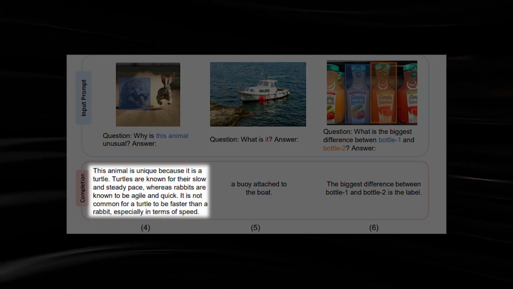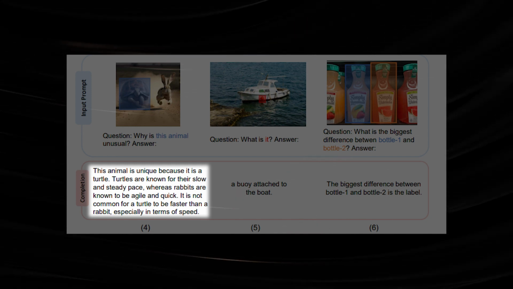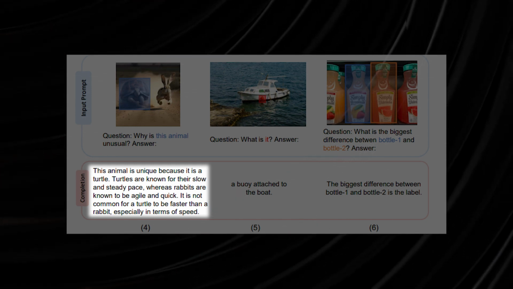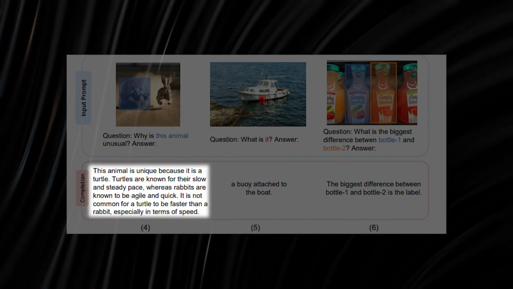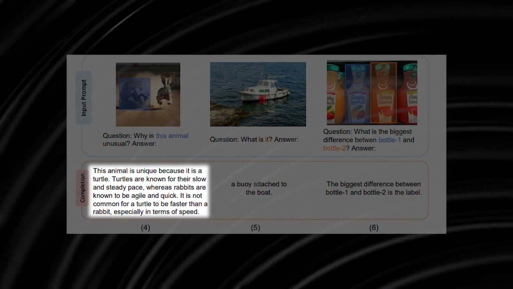The animal is unique because it is a turtle. Turtles are known for their slow and steady pace, whereas rabbits are known to be agile and quick. It is not common for a turtle to be faster than a rabbit, especially in terms of speed.